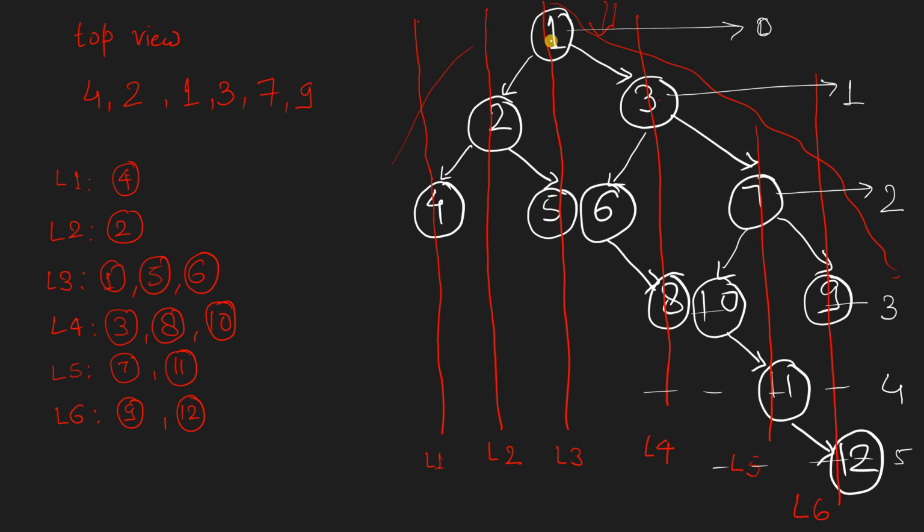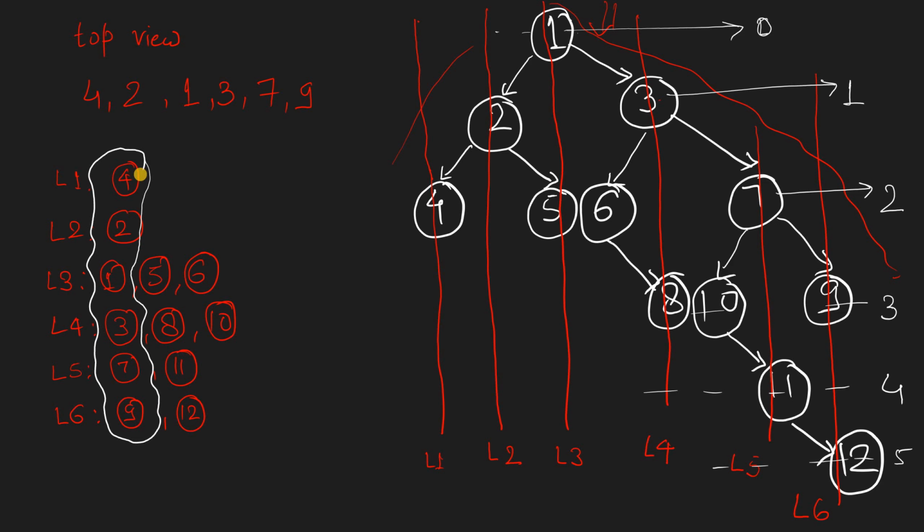Here, if you see 1, 5 and 6, they all are falling on the same line, but we are printing them according to the level. So the node 1 is on the 0th level, so we'll print it first, and then 5 and 6 are both on the same level, so we'll print them from left to right, so 5 and 6. Now if you want to print the top view out of it, this will be your top view.